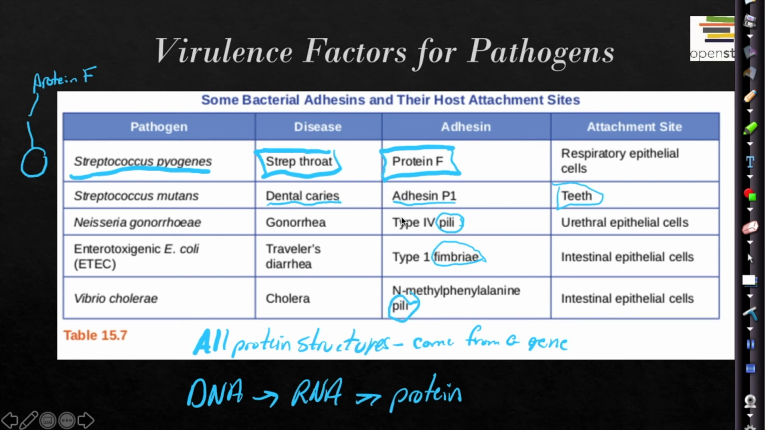So for instance, gonorrhea uses pili to attach to the urethral cells. Enterotoxigenic E. coli uses fimbriae to attach to the intestinal epithelial cells. And these are all protein structures. And remember, they come from a gene because we have DNA that becomes RNA that goes to protein. So these pathogens all have genes for these adhesin proteins.